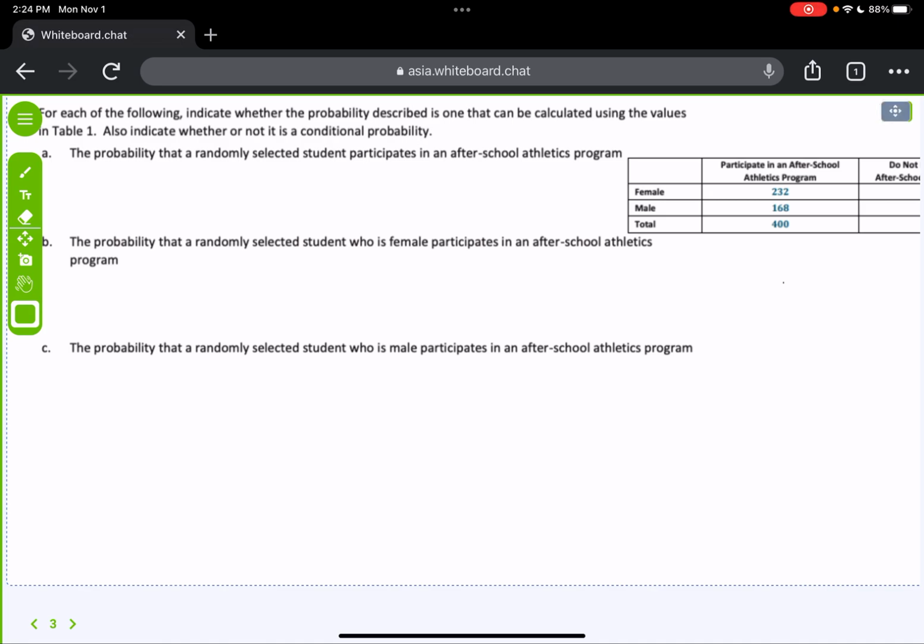Because why? It's not conditional. You've not given any conditions for that. It's just any student in an after-school athletic program. Sure, we can do that.